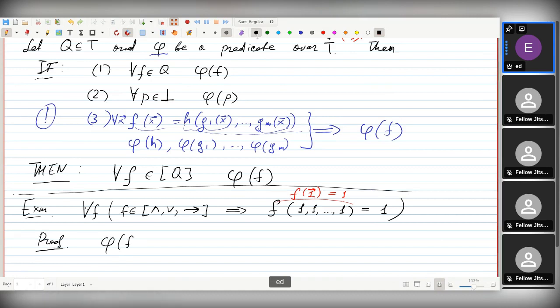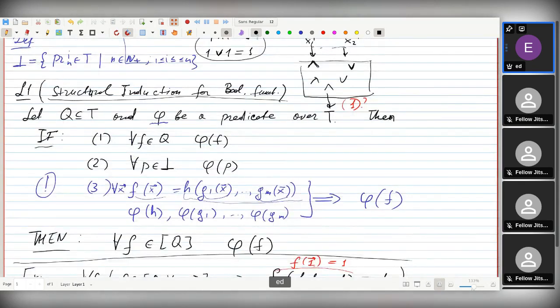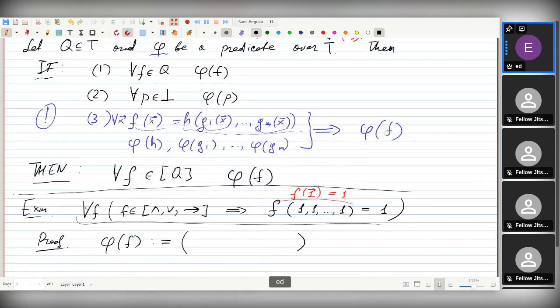So what is our property phi of f? What is our property? It must be a predicate, some property of our function. Which one? What property am I proving? I want to make this situation similar to what I have in lemma 1. What is phi of f? Phi of f must be a property of a function, some equation maybe, which this function must satisfy. Yeah?